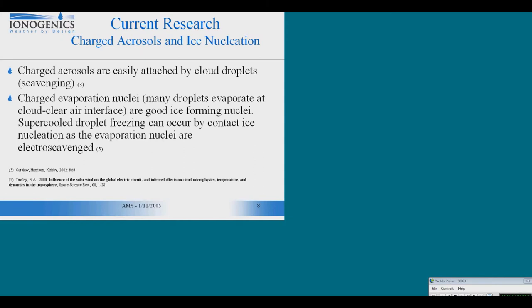And charged evaporation nuclei, this is an aerosol that has lost its water to evaporation, retains all of the charge that the water leaves when it evaporates. It also retains some chemical and organic compounds the water acquired during its growth process. These evaporation aerosol become very efficient ice-forming nuclei. And as they get to the border of the cloud, they are, according to the author, electroscavenged.